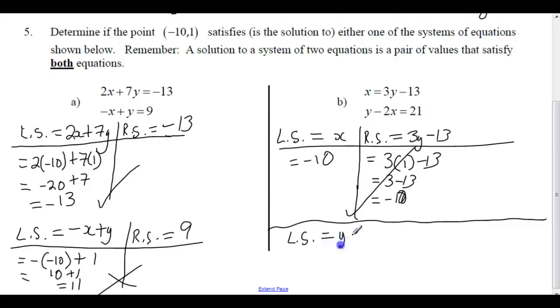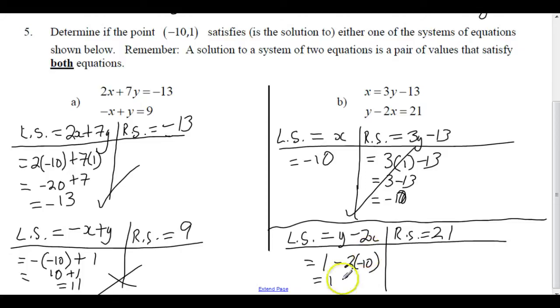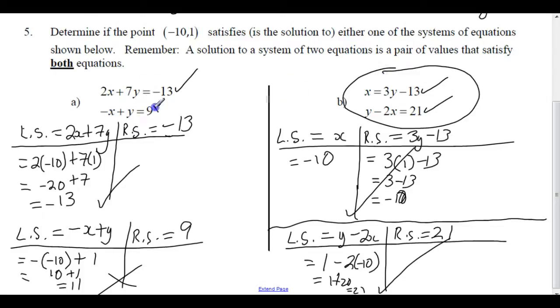So the left side is y minus 2x. The right side is 21. Remember, watch your variables, because these were x, y, and this is y minus 2x, so y is 1. Minus 2 times negative 10 is 1 minus negative 20, or plus 20, is 21, and that checks. So the point negative 10, 1 satisfies this equation, this equation, this equation. It therefore satisfies this system of equations, does not satisfy this equation, and therefore is not a solution to this system, but is a solution to this system.